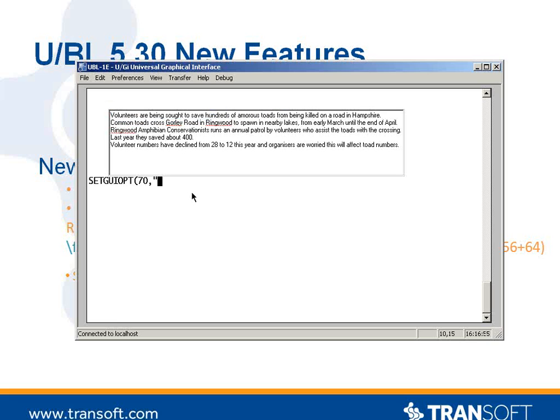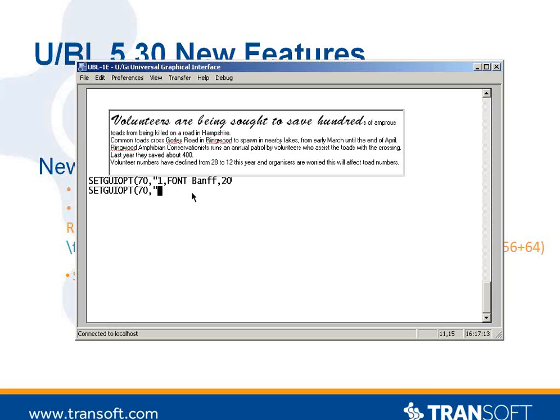And with the set GUI up now, I can change, for example, the font of that. So set GUI up, the parameter, the first one will be the ID of the box, which in this case is 1. And I can type in font. I'll change it to font band 20. There we go. And if I select some more text, I can change the color of it. So I'll do the set GUI up 70 again. Color dark red. There we go, it's changed there.